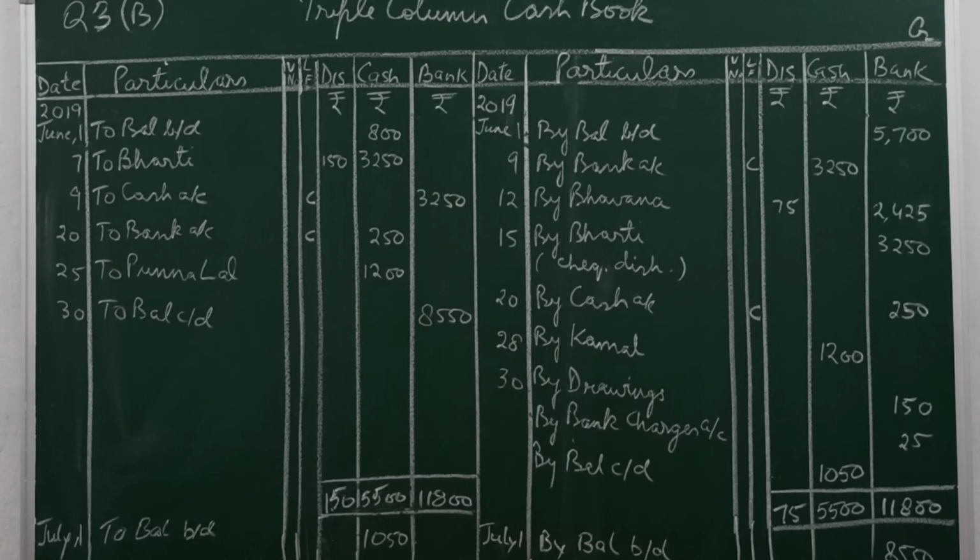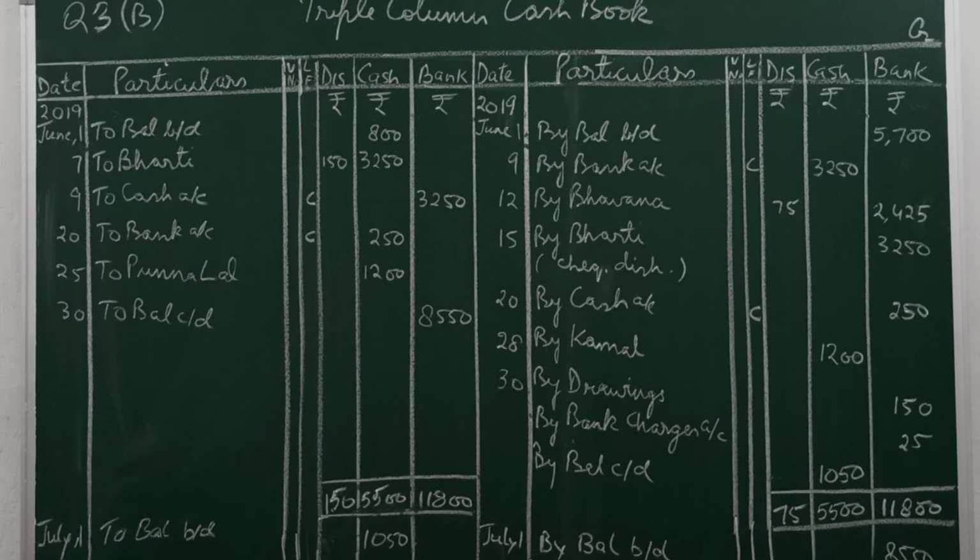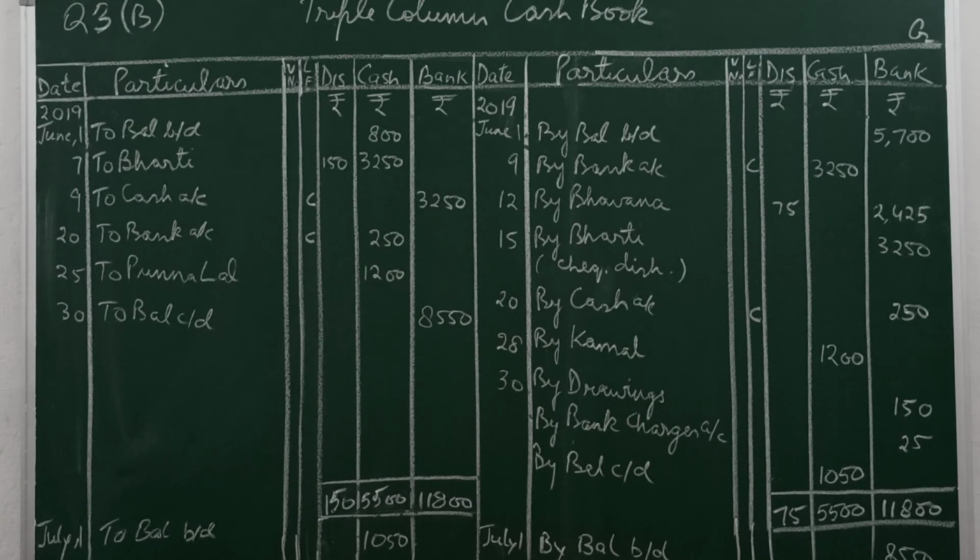Then you will add the bank column debit side and credit side and you will find the credit side is greater by 8,550. It means credit balance or bank overdraft. So you will write the figure on the credit side 11,800 in the total column, and then you write the difference in the debit side under 25th. Don't leave any space. Immediately next line 30th to balance carried forward in the bank column 8,550. Thus your cash book both sides will be tallying.